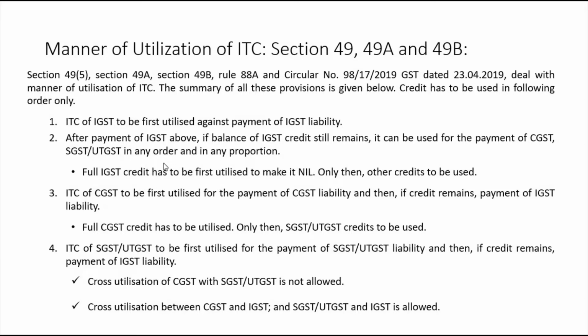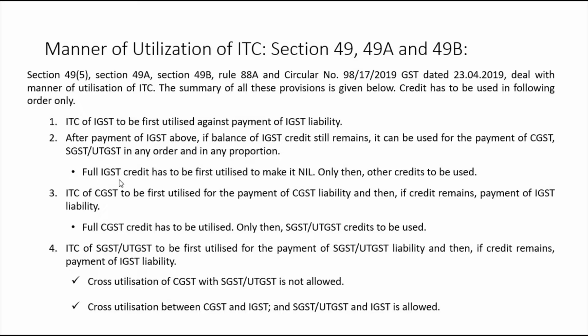There is no strict rule given over here, and this is an amendment made. Earlier it was a strict rule that first you have to use it for IGST, then for CGST and then for SGST, but this rule is cancelled now. Now you can use IGST credit in any order. You can first make the payment of SGST, or you can make the payment of CGST first, whatever is possible.